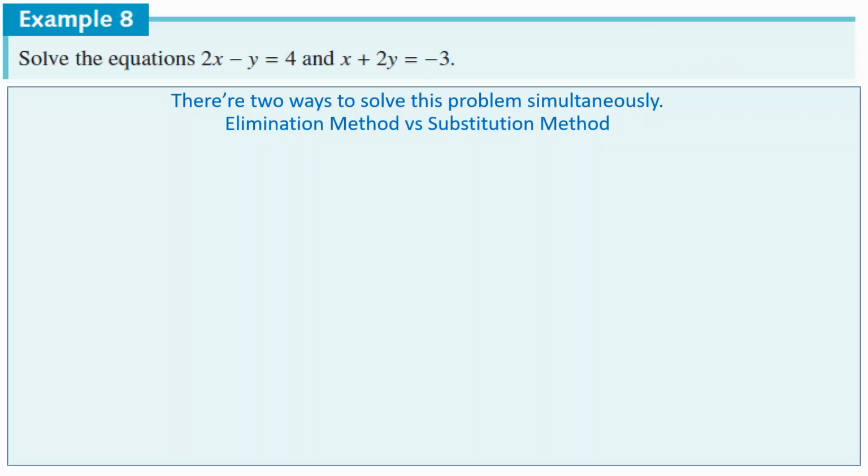Now, this is what you learnt towards maybe mid year 9 and then somewhere in year 10 as well. 2x minus y equals 4 and x plus 2y equals -3, and they say solve the equations.